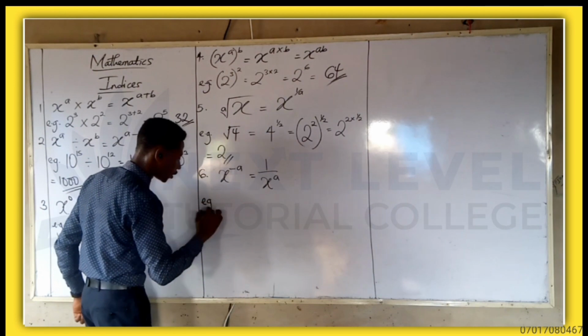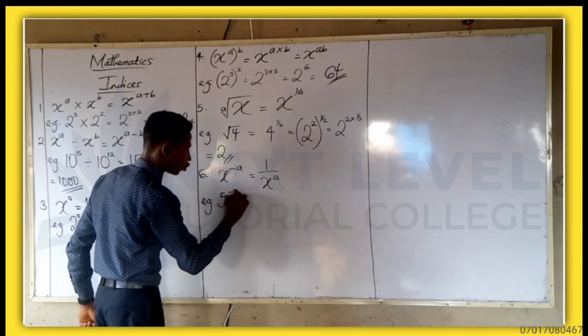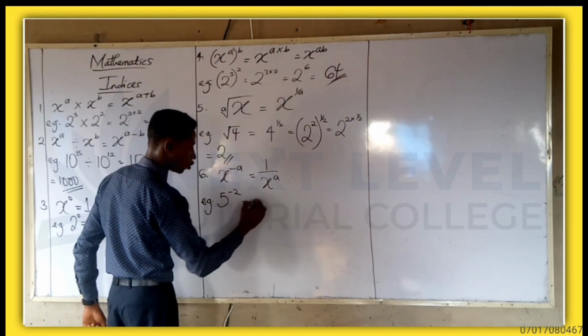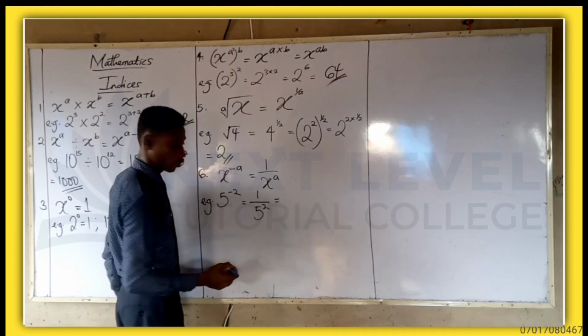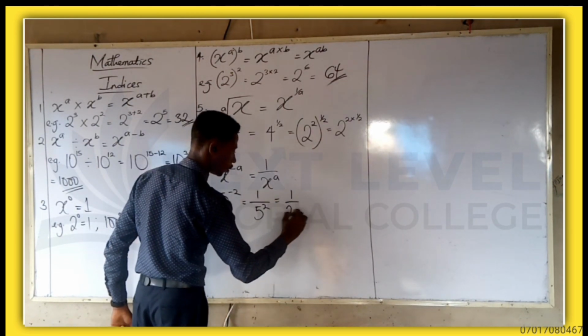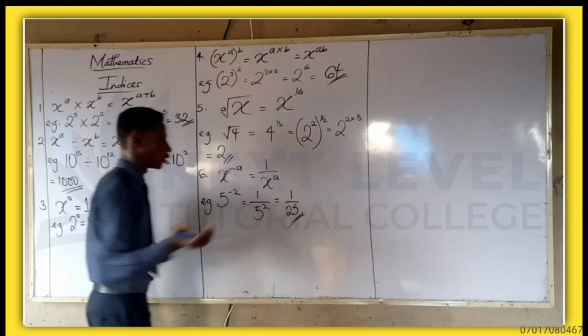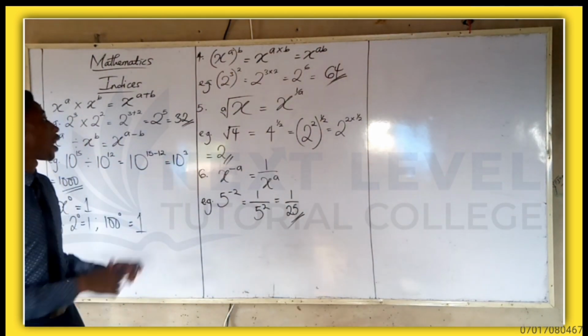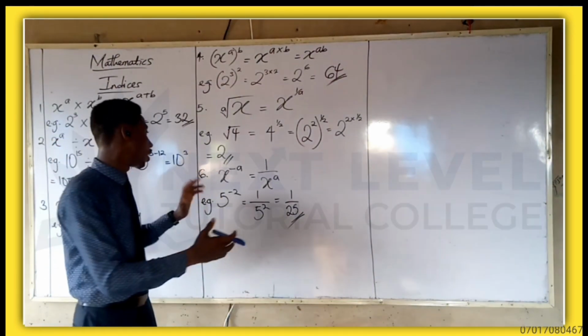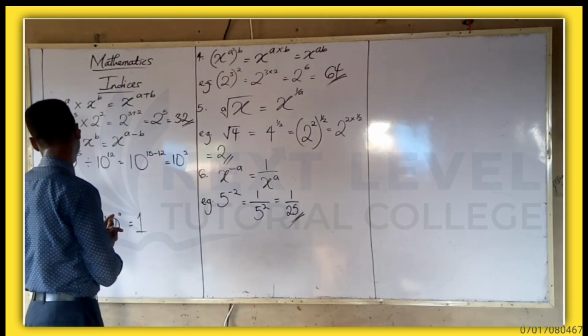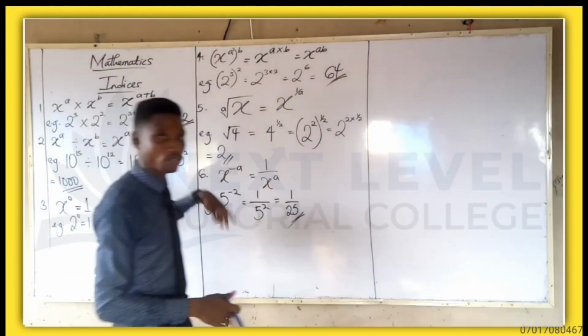So e.g., let's say we have 5 raised to the power minus 2. That will be equal to 1 over 5 raised to the power 2. And what is 5 raised to the power 2? 5 squared, that is 25. So that is 1 over 25. That's the answer. Now, these are a few rules of indices. Any other thing is actually gotten as a multiplication or combination of these rules together.